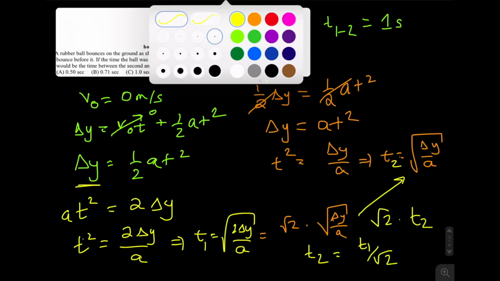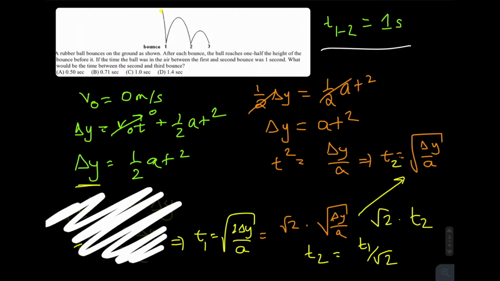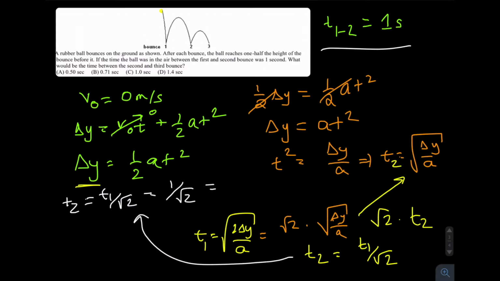Now, we were given that t1 is 1 second. So that just means that t2, let me erase some stuff here actually. I'm going to erase this derivation part, because we know how to find that. I'm going to bring this t2 over here just to give some room. So we got that t2 is t1 over root 2. And we know that t1 is 1 second, so t2 is just 1 over root 2. If you put that in your calculator, you get about 0.71 seconds, and that's option B.